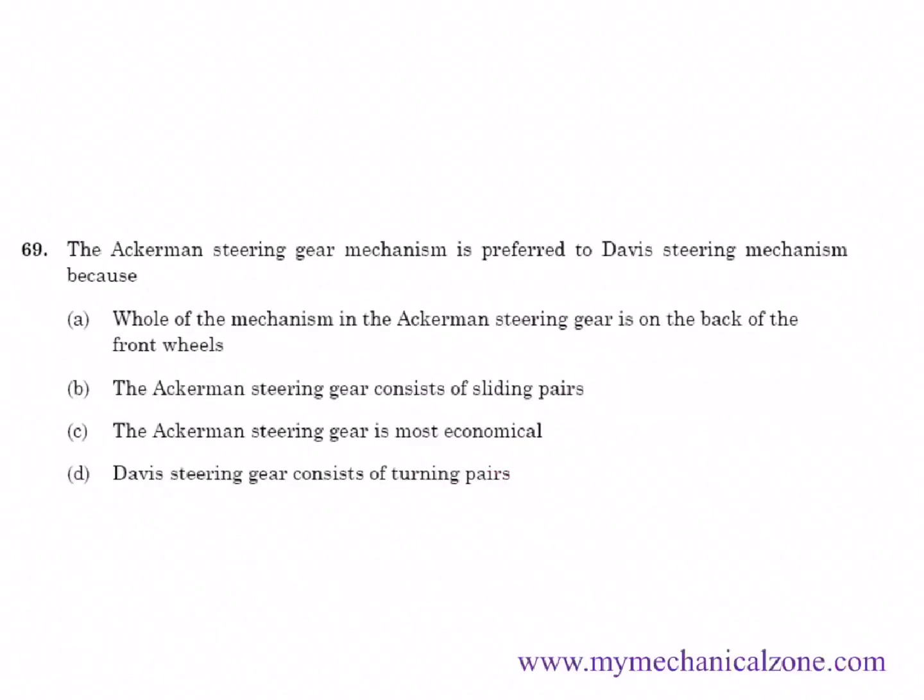Question is, Ackermann steering gear mechanism is preferred to Davis steering mechanism because whole of the mechanism in the Ackermann steering gear is on the back of the front wheels. A is your correct answer. This is your official answer.